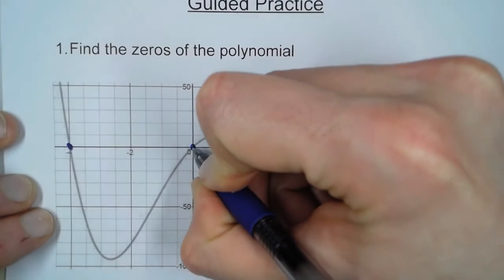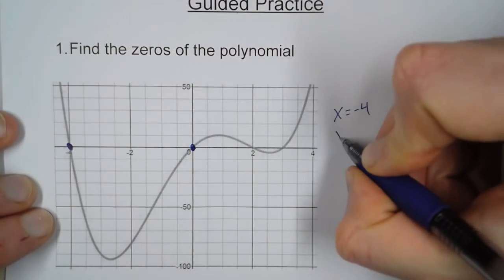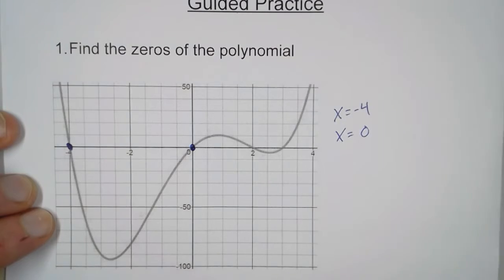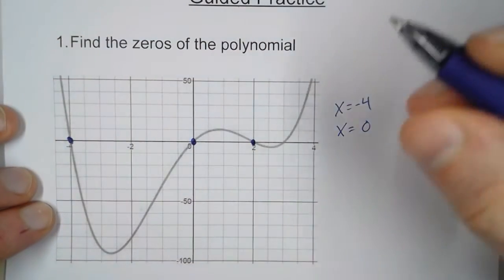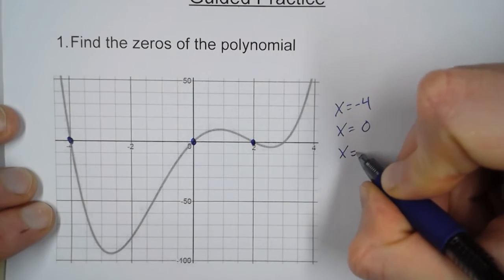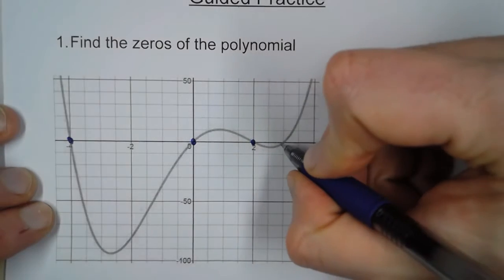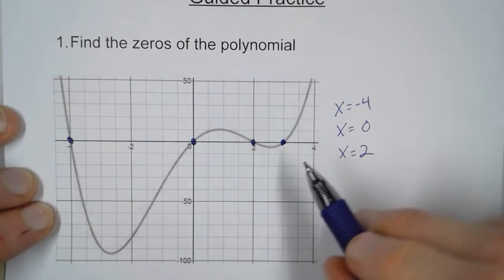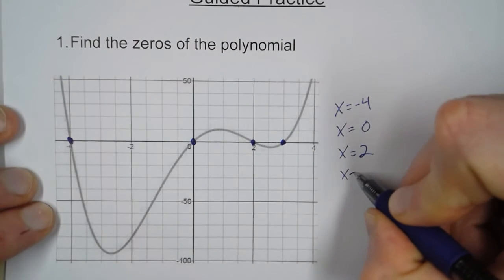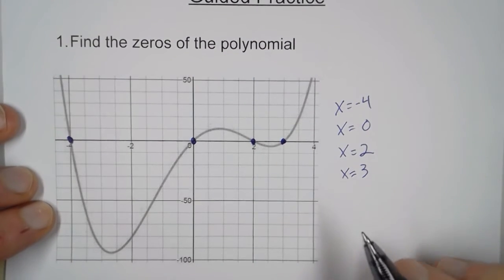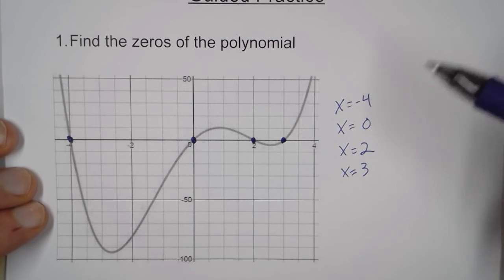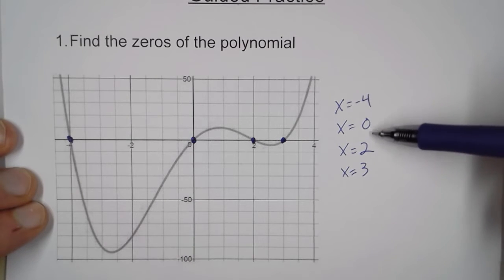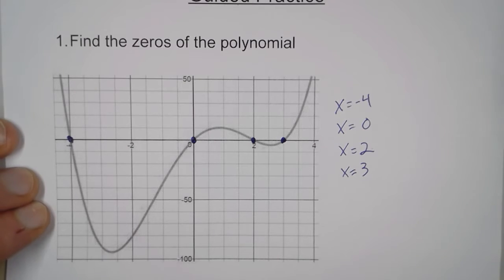Over here, it also intersects the x-axis, so we report that as x equals 0. Over here, that location is at x equals 2. And then over here, we have x equals 3. So these are the four locations where the graph intersects the x-axis at -4, at 0, 2, and 3.